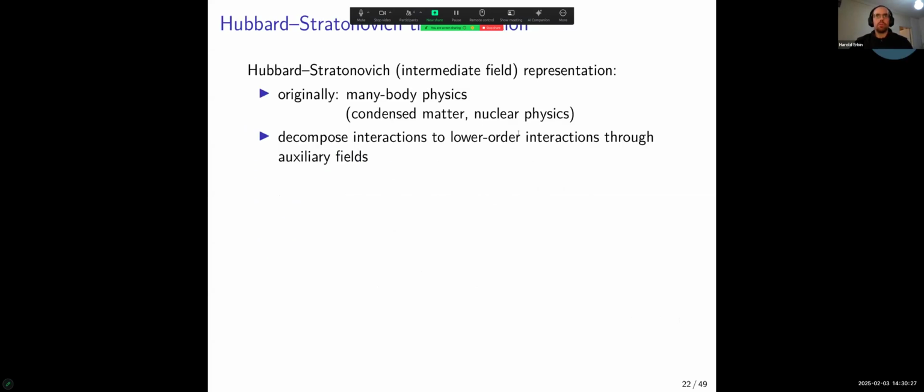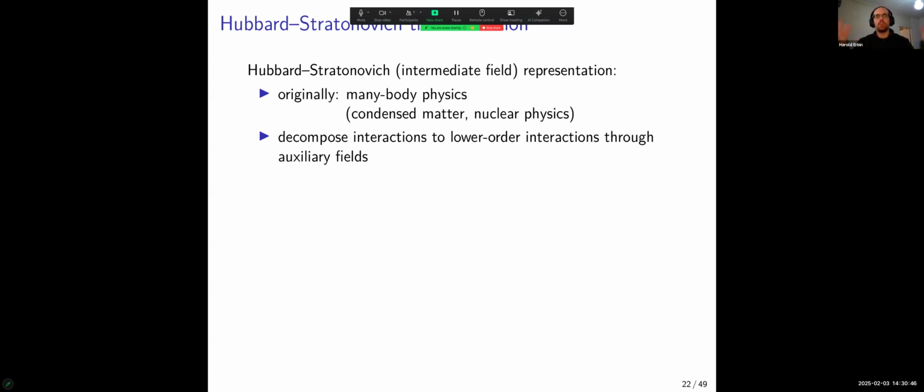Okay, so if not, I will move to the phi^4 theory. First, I want to review some general ideas about the Hubbard-Stratonovich representation. Originally it appeared in many-body physics, and the goal was to decompose an interaction into lower-order interactions for auxiliary fields. But it's not the only feature of this.